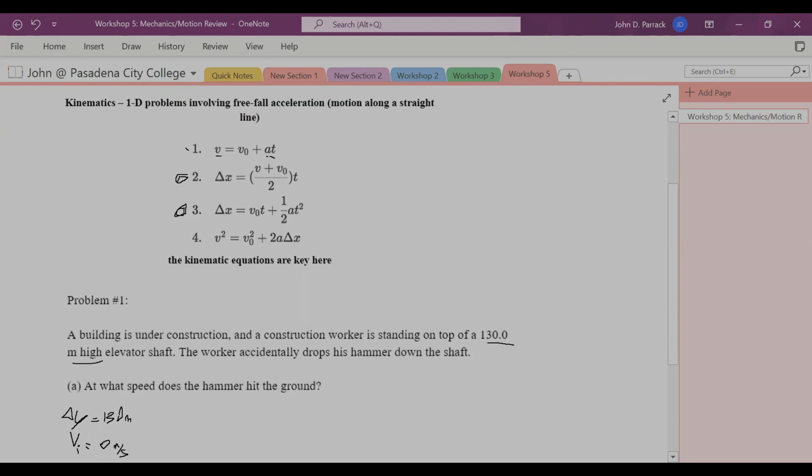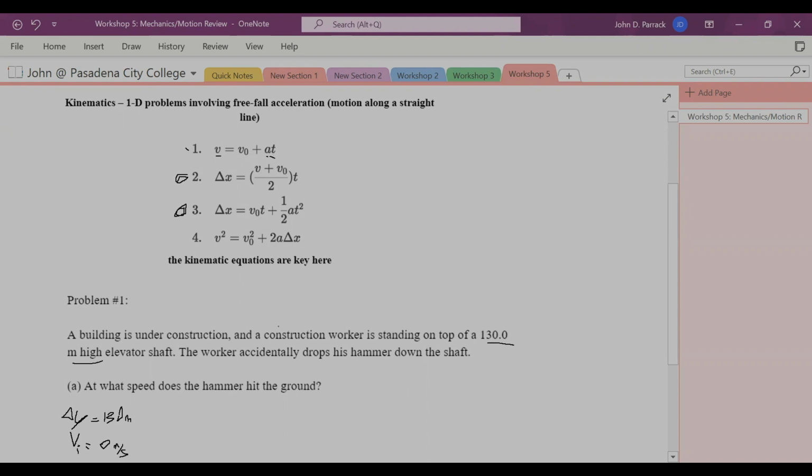So I want to find VF, right? At what speed does the hammer hit the ground? That's what I want to find. So this would tell me that. In order to find it out, I would need to know the initial velocity. I do know that. That's good. And I would need to know the acceleration. I do know that. That's a little g, right? We're going in a negative direction, so minus g.